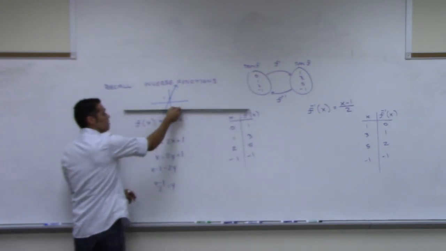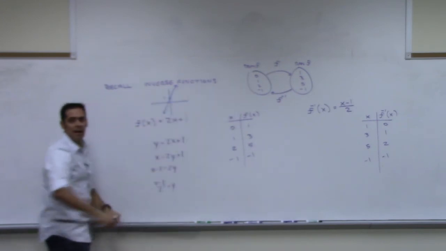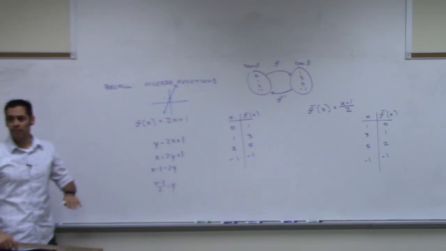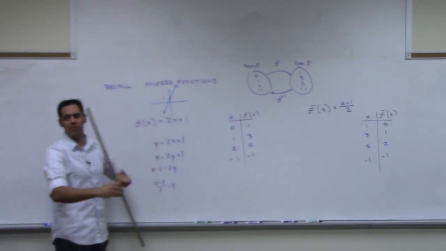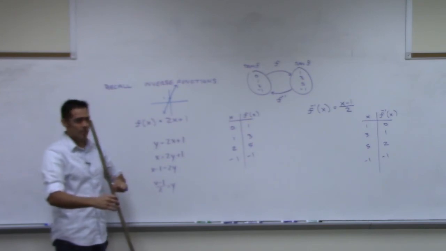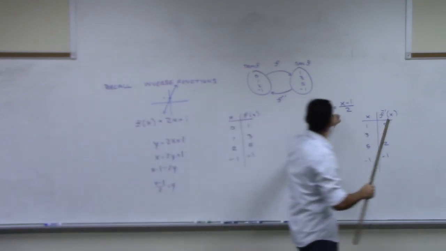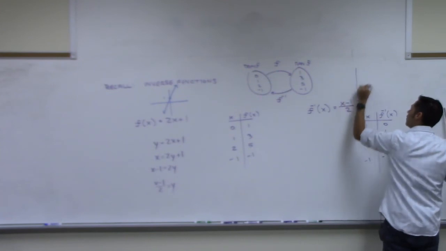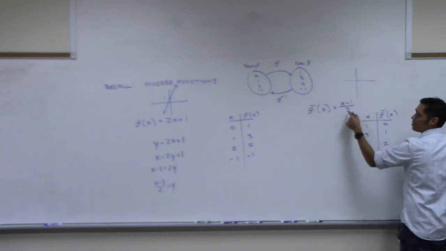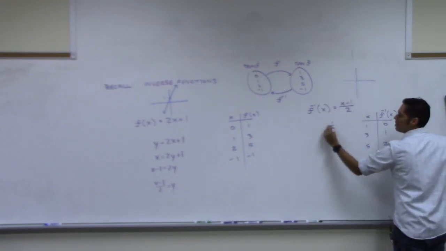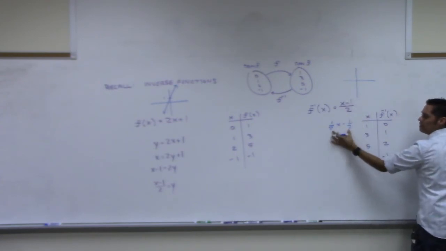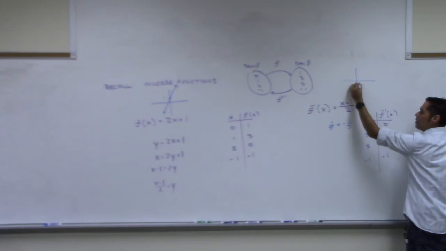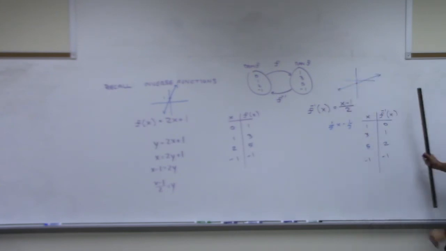If I draw horizontal lines and I hit it more than one time, it does not have an inverse. This one passes both the vertical and horizontal line test, so it's a function that has an inverse. Yes? If I graphed the inverse function, this one would also be a line. I'd have to rewrite it, split it into two fractions like that. But it would give me a y-intercept of -1/2, and the slope would be not quite as steep. So that's what the inverse would look like.